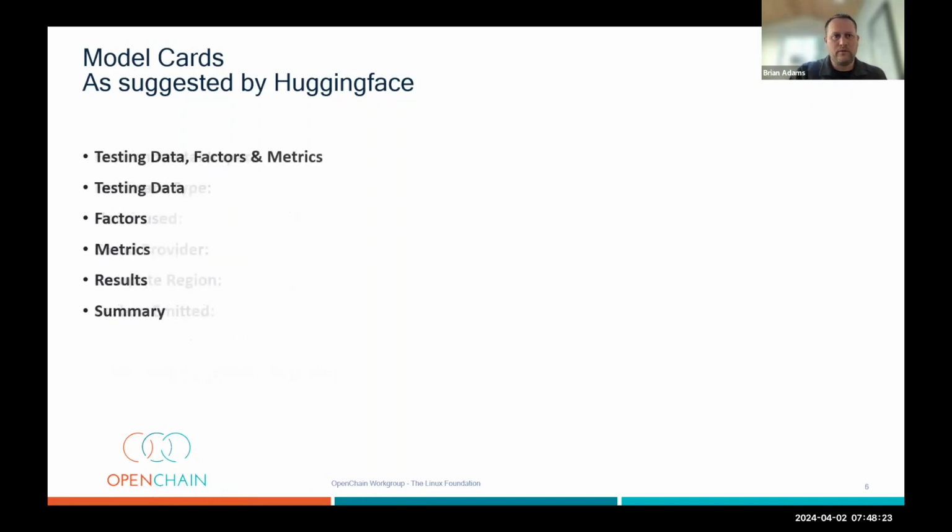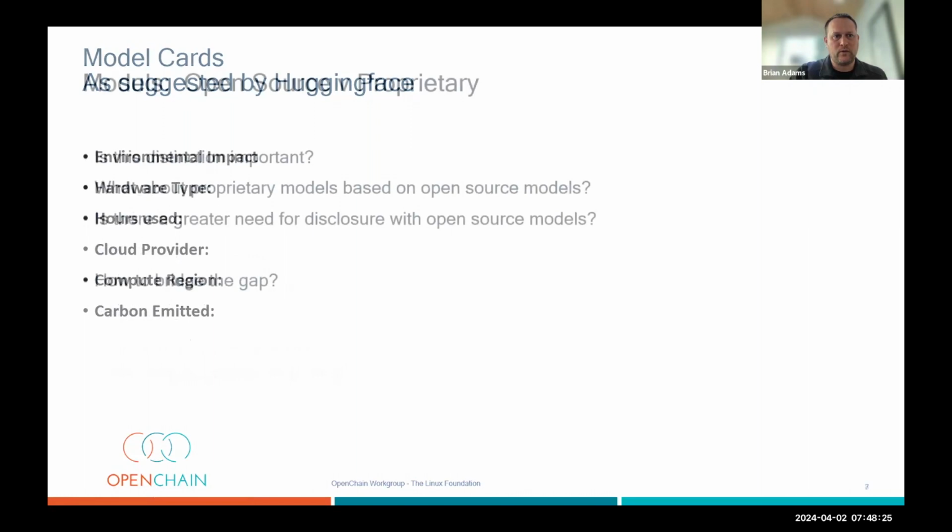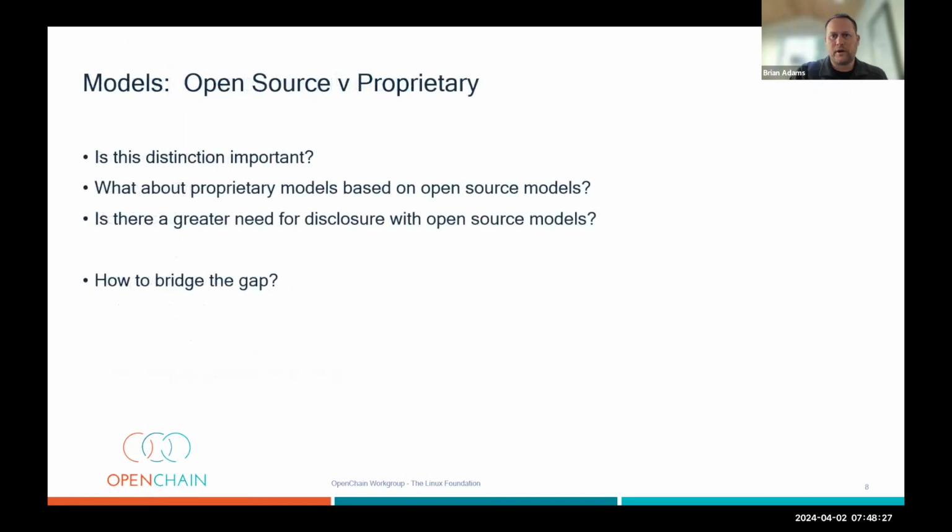So next, I want to move the discussion to something we've discussed before, which is open source versus proprietary models, and this dovetails into the URL discussion we just had, which is, where is this from? The first question, team, is, is this a distinction that's important? I know we've brought it up a couple of times.